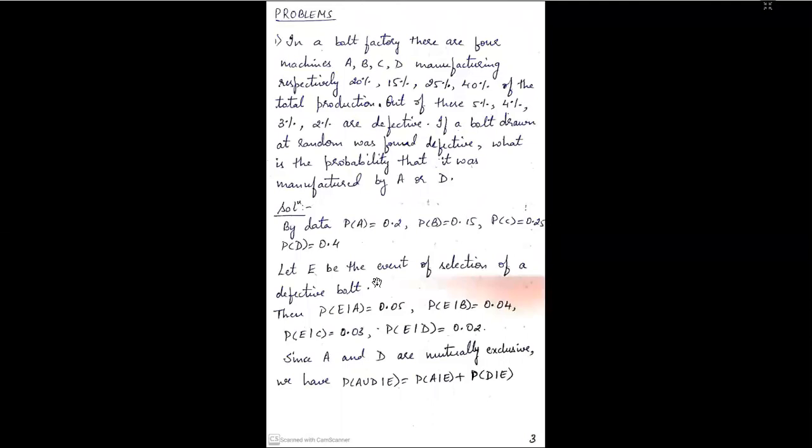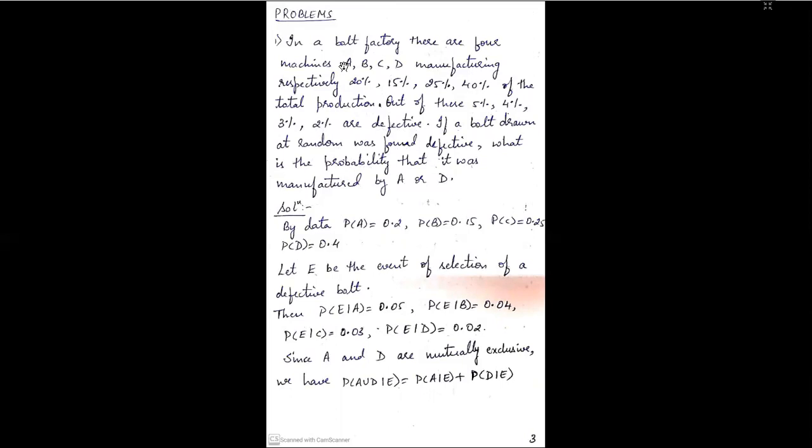So let us go for the problems. First problem. In a bolt factory, there are 4 machines A, B, C, D manufacturing respectively 20%, 50%, 25%, 40% of the total production. Out of these, 5%, 4%, 3%, 2% are defective. If a bolt drawn at random was found defective, what is the probability that it was manufactured by A or D?